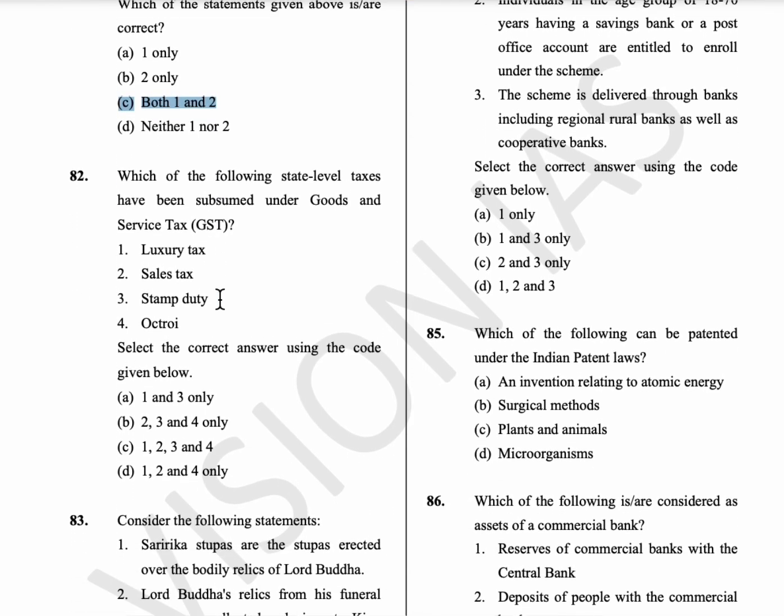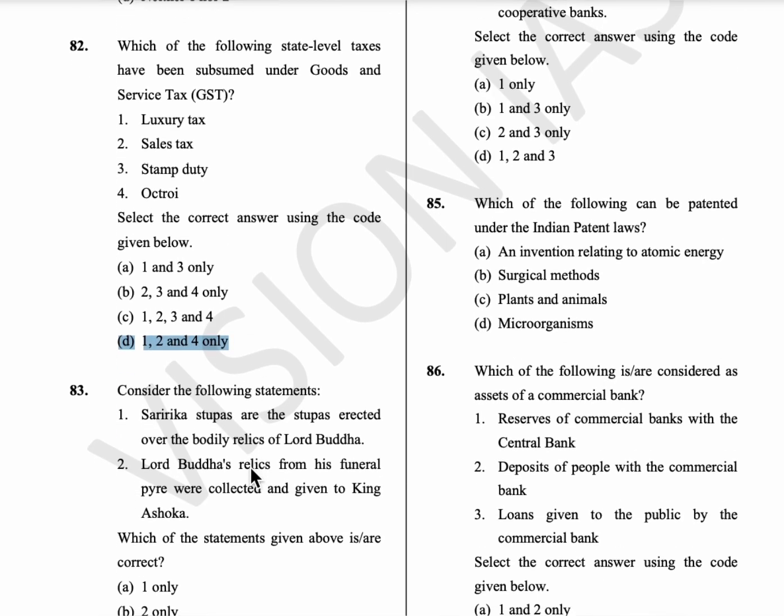82nd question, which of the following state level taxes have been subsumed under GST? So all these are subsumed except the stamp duty. Okay, eliminate option 3, so option D is correct. 1, 2, 4.